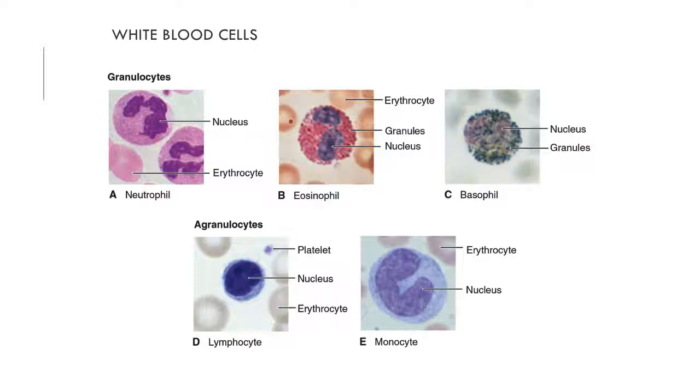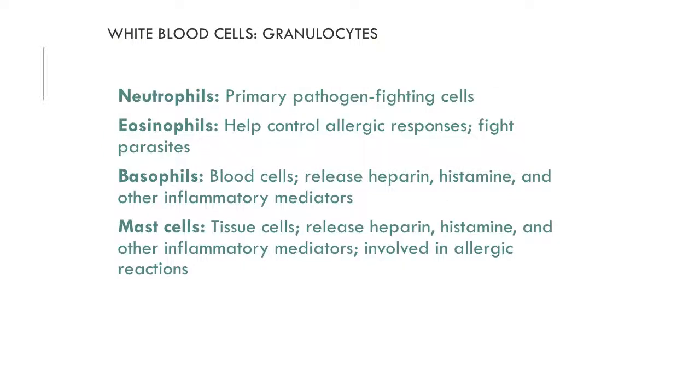White blood cells are divided into granulocytes and agranulocytes, and basically what that means is that they either have granules in their cytoplasm or they don't. So that's a pretty easy way to remember them. The granulocytes consist of neutrophils, and they are primarily pathogen-fighting cells.